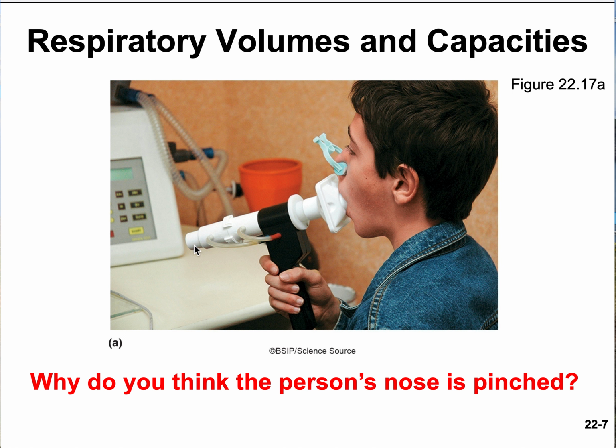And I hope you said, well, so they don't breathe out their nose, because this device is trying to measure all of the air that you're breathing in and breathing out. And if some of the air was coming out through your nose, well, then they wouldn't be measuring all the air that you breathe in and breathe out. So a technician, a person who's running such machinery and making such measurements, would have to make sure this is really clamped tight on the nostrils. And that's it. For a normal, healthy person, the only two ways you get air out of the body is through the mouth or through the nose.